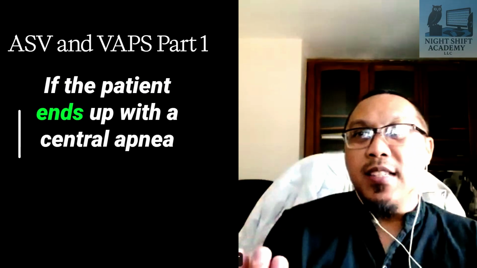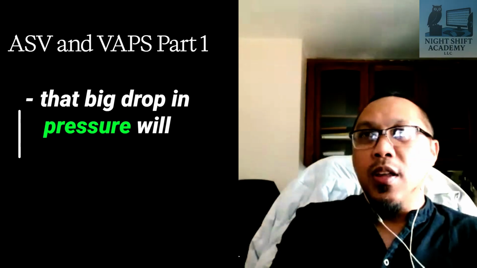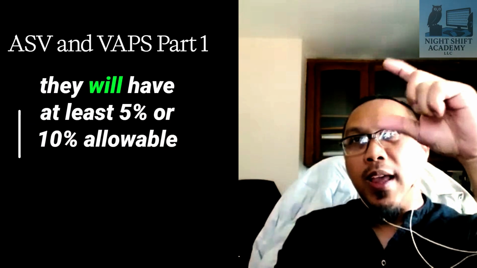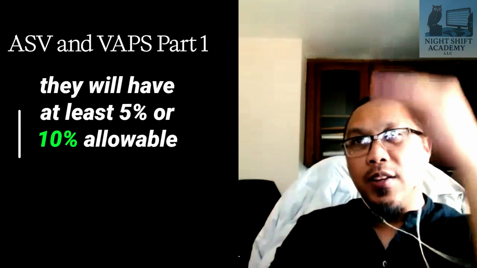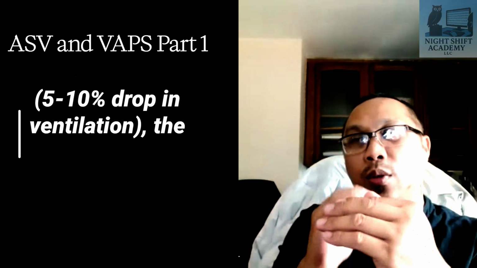If the patient ends up with a central apnea, that big drop in pressure will be a flag for the ASV machine. The device will allow the patient to fluctuate, right? They will have at least 5 or 10% allowable drop. So if the patient drops below that threshold, the device will start to increase pressure support.